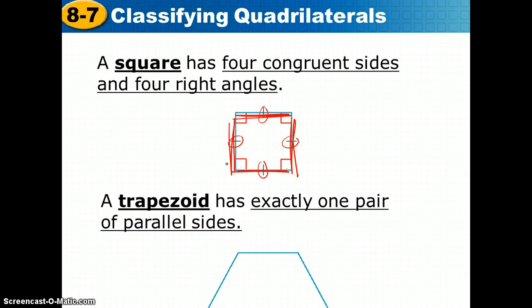Now trapezoids are the odd man out. They can only have 1 pair of parallel sides. I'm going to draw him up here a little bit better so you can see. This side is parallel to this side, but these 2 sides are not parallel, are they? So a trapezoid has 1 pair of parallel sides only.